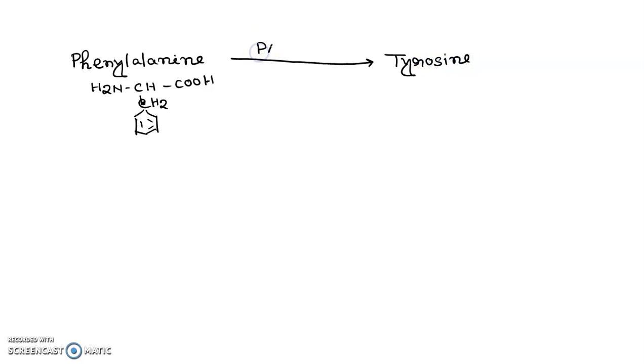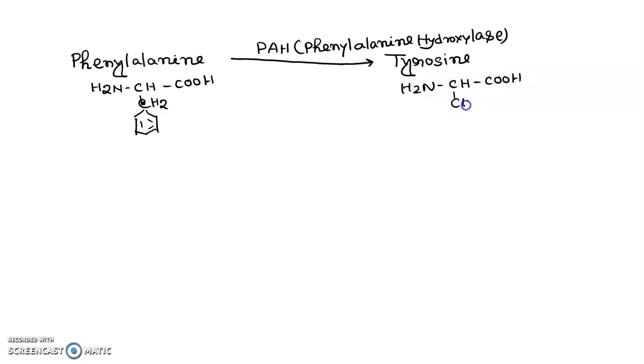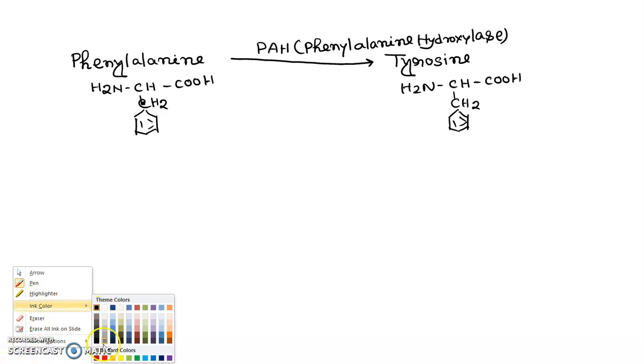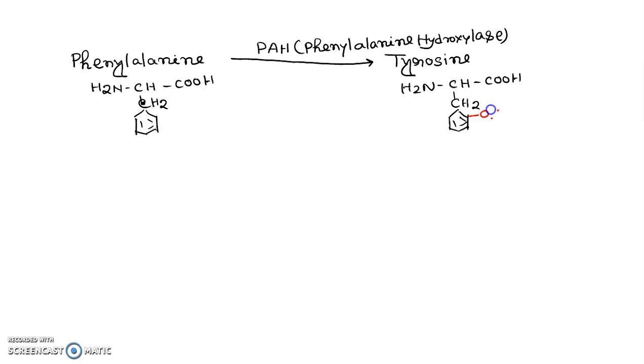by an enzyme called PAH, or phenylalanine hydroxylase. The conversion gives H2N-CH-COOH with CH2-C6H4-OH. This enzyme, phenylalanine hydroxylase, adds an OH group, and if this enzyme is absent, this conversion will not be possible. So phenylalanine cannot be converted into tyrosine.